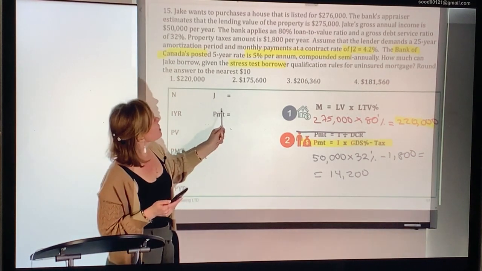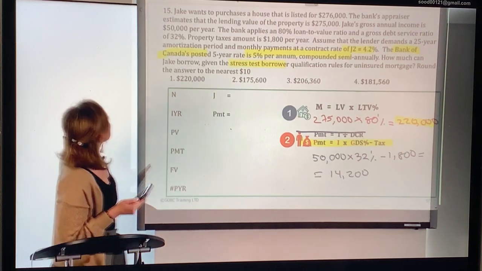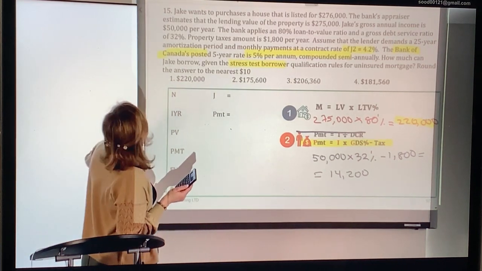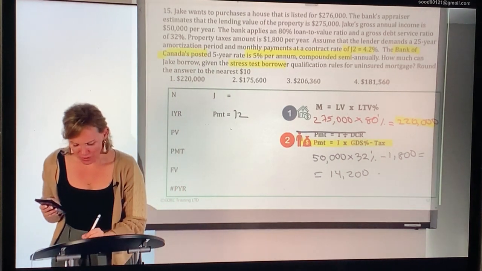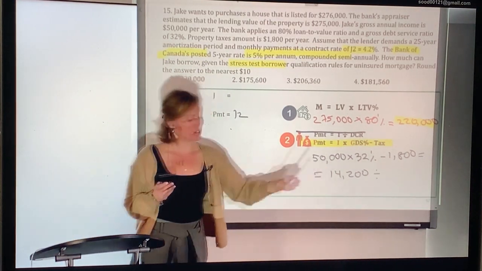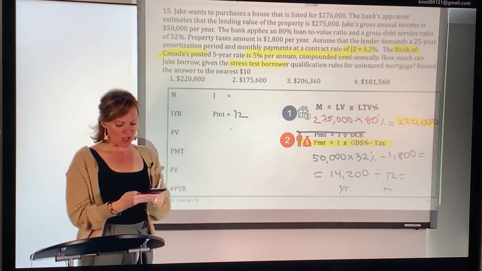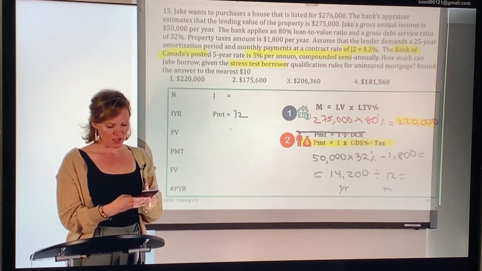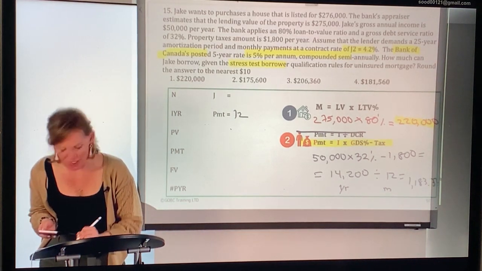What's the payment frequency in the question? They say payments to be made. Where's the payments? Monthly payments, okay? So payments are monthly. So what do you do with that 14,200? That is your payment per year. You want to divide it by 12 to get it per month. So take that 14,200 divided by 12, and my monthly payment comes up as 1,183.333. Right? Lots of threes again.